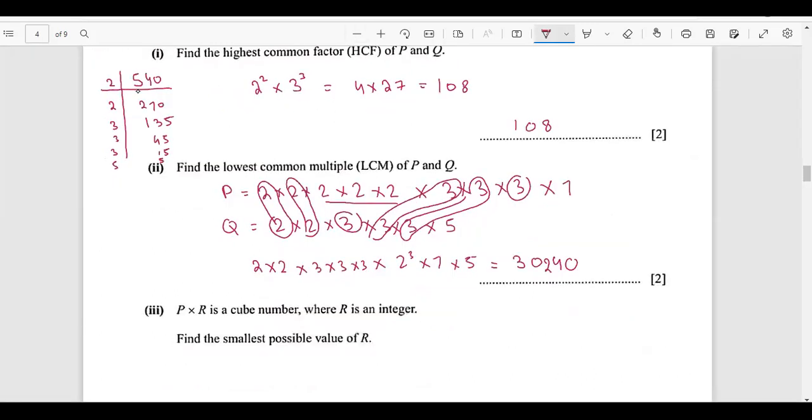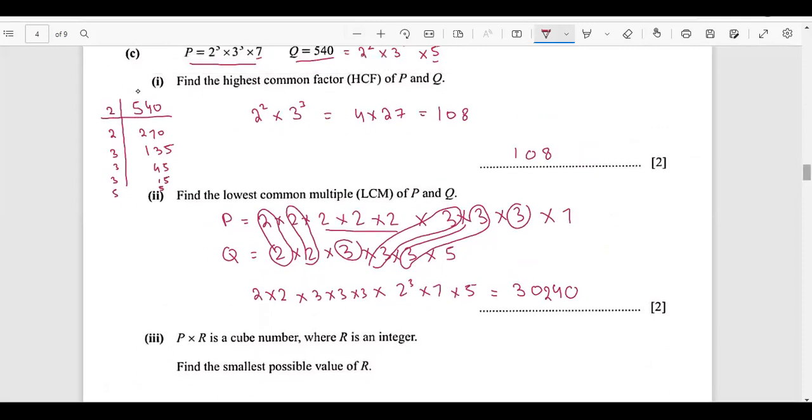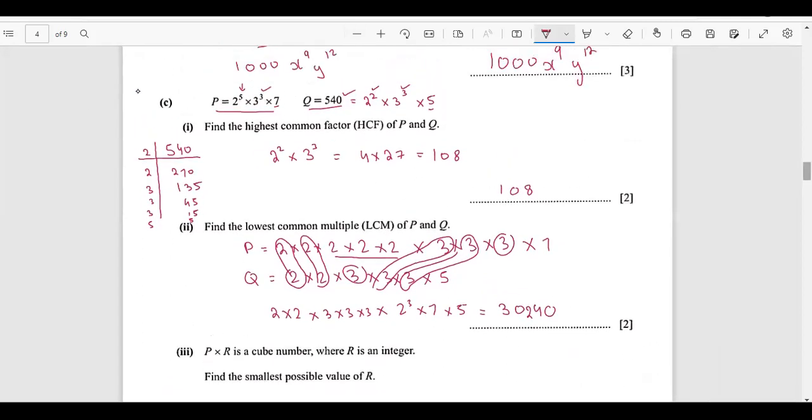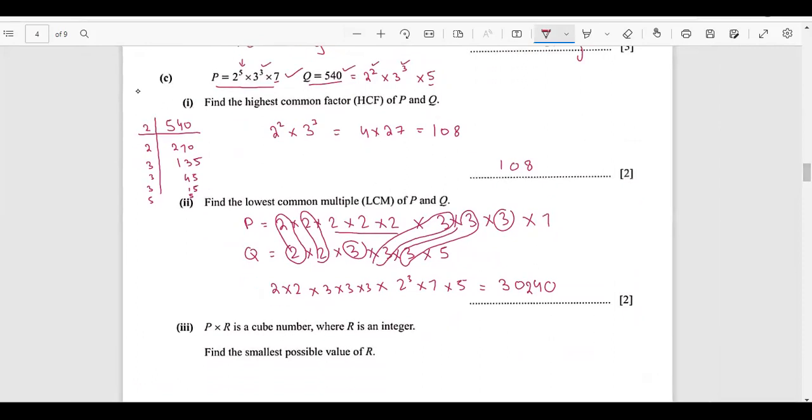Let's talk about this one. Now, P multiplied by R is a cube number where R is an integer. Now R is some integer. We don't know what exactly R is, but when you're multiplying P with R, that makes it a cube number. Find the smallest possible value of R. This is P. Let's just write down P here.